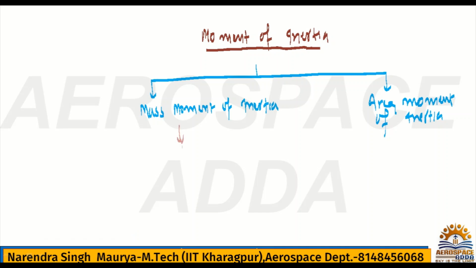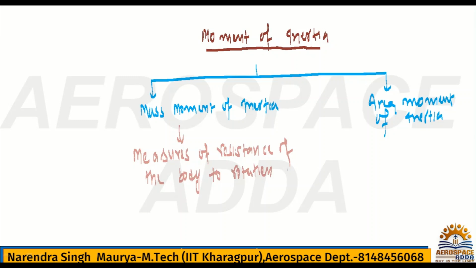Now what is mass moment of inertia? You have to listen carefully. The mass moment of inertia is nothing but a measure of the resistance of the body to rotation, and forms the basis of dynamics of rigid bodies. Okay, the meaning is very clear.